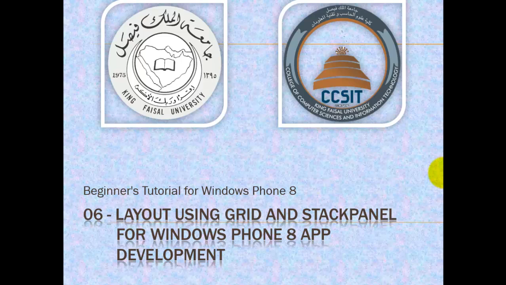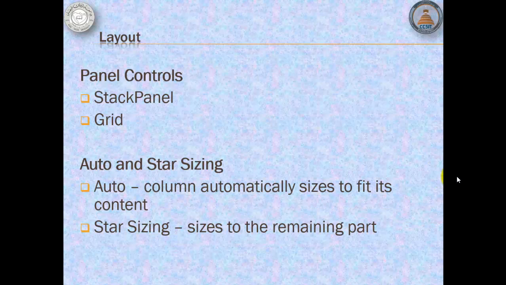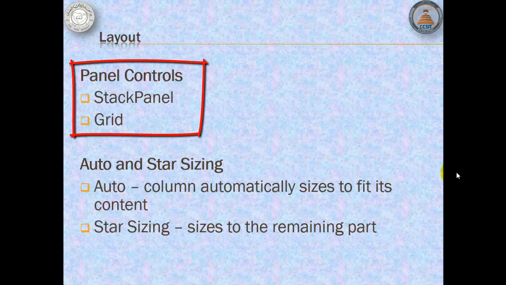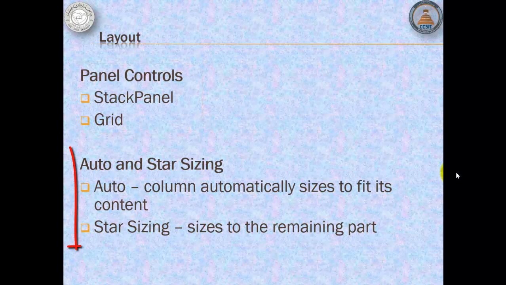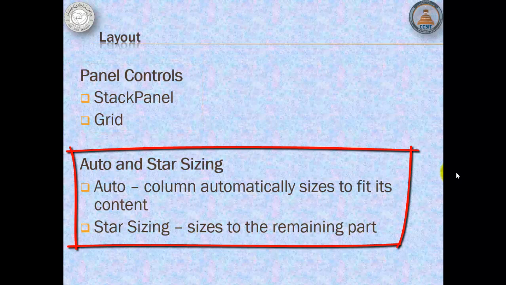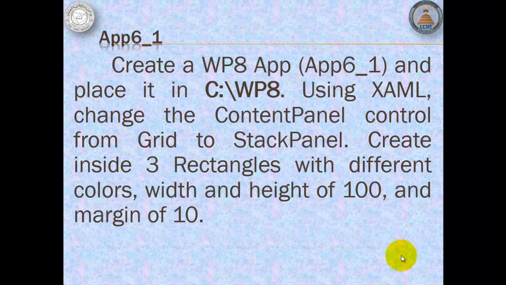This is part 6 in this series entitled Layout Using Grid and StackPanel for Windows Phone 8 App Development. Through layout, we can size and position objects in our UI. Usually, we place controls in a container panel such as StackPanel and Grid. For grid, there are two kinds of sizing, the auto and the star sizing. In auto, the column automatically sizes to fit its content, while star sizing sizes to the remaining part.